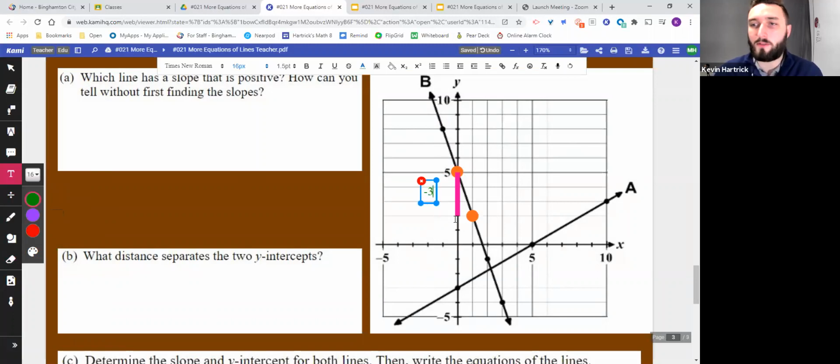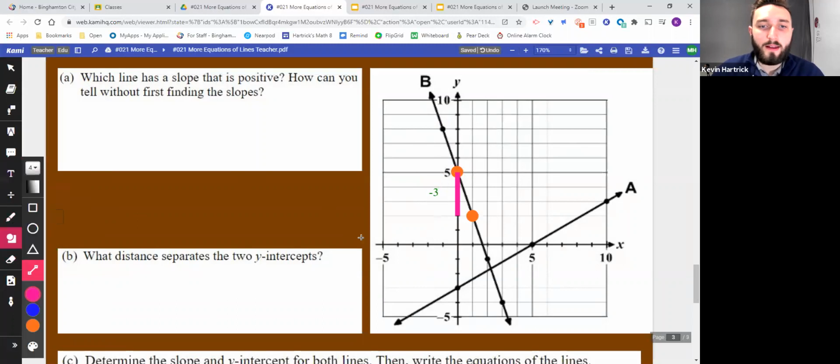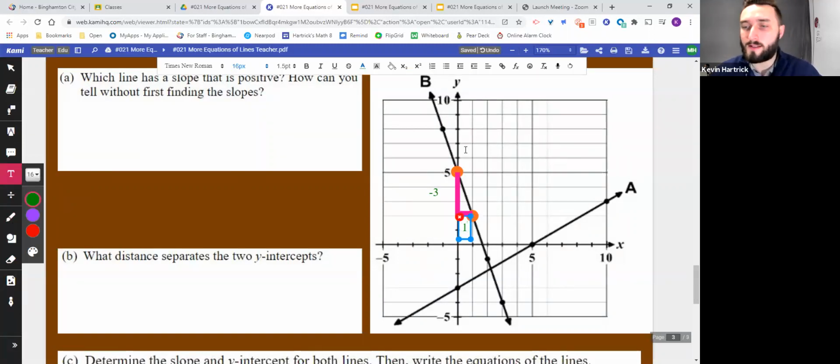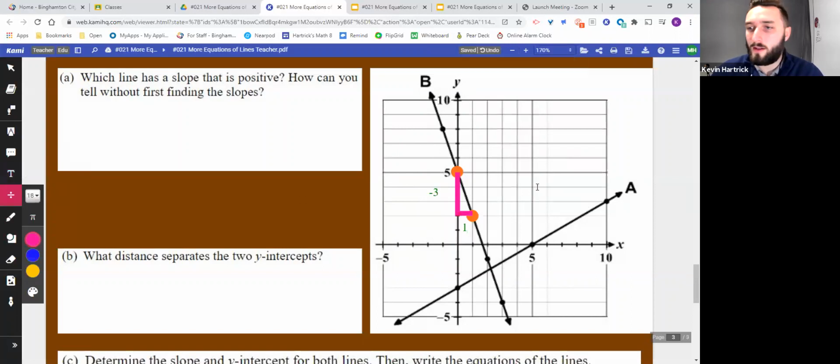Immediately, if I have to go down, I'm telling myself that this is a negative slope. I'm going down 3 to start this, okay? Then I'm going to the right. It looks like just 1. So this is a positive 1. So if I'm going to write the slope here of this line B, B has a slope of negative 3 over 1, or just negative 3. Okay, so m equals negative 3 in this case. And that tells me that this one has a negative slope, B.